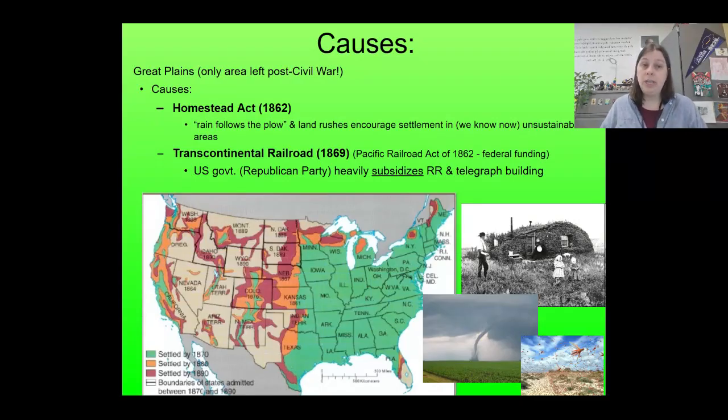But as we'll see, once they get there, it's very difficult to sustain a living farming on the Great Plains. You had 3 to 5 years to make the land successful, and a lot of people do not hit that mark. So that's the Homestead Act, one of the causes of westward settlement.